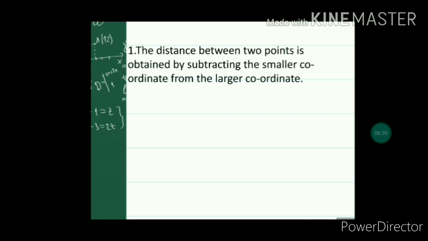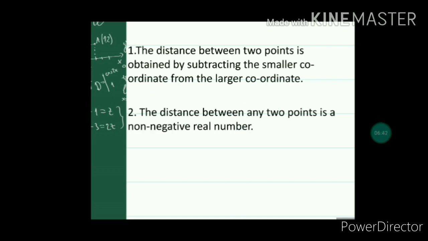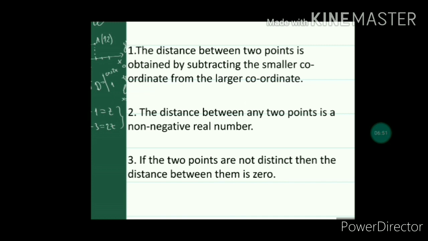The distance between 2 points is obtained by subtracting the smaller coordinate from the larger coordinate. The distance between any 2 points is a non-negative real number. If the 2 points are not distinct, then the distance between them is 0.